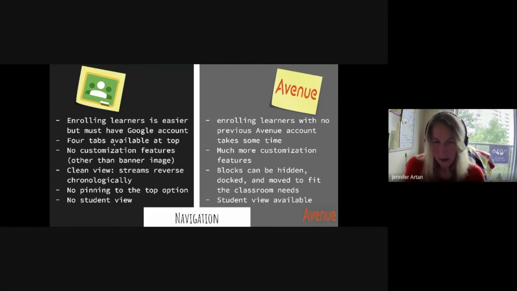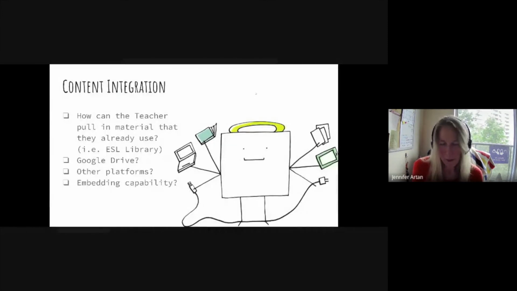Customization features inside of Google, very, very limited. Avenue has much more you could do in ways that you can rearrange things. You can hide blocks, move blocks. There's student view inside Avenue, which does not happen inside of Google. So if you're on the fence, that's all I need to tell you. Switch to Avenue. It's going to be much easier for you in the long haul.